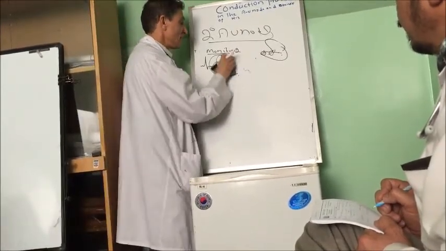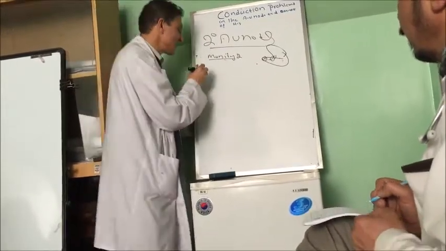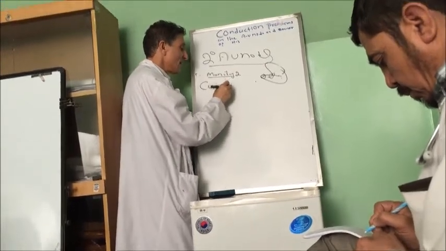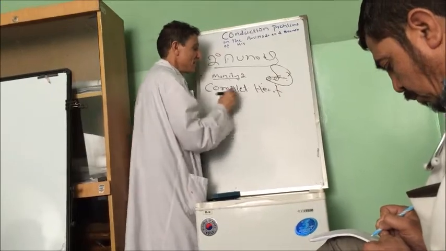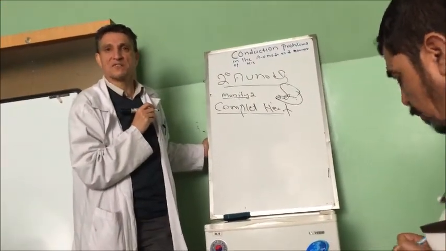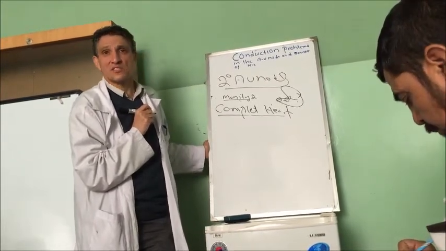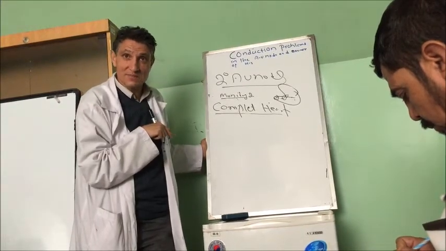Anyway, the last type of the block. I think it is easy. Now who can tell me? There is no conduction electrically. Complete. There is no relation between atrium and ventricle. Very nice, a nice definition. There is no conduction between the atrium and ventricle. If there is no conduction, the atrium is contracting in its own rhythm, and the ventricle is contracting in its own rhythm.